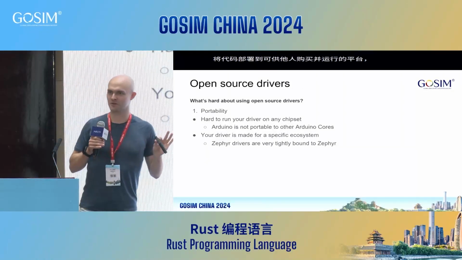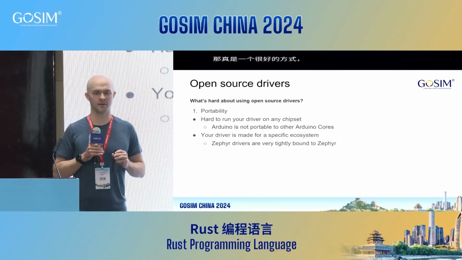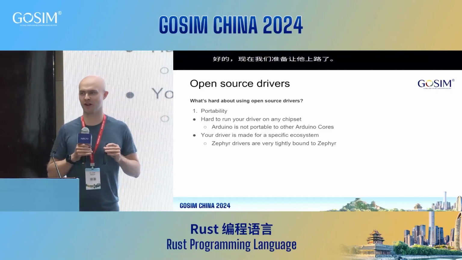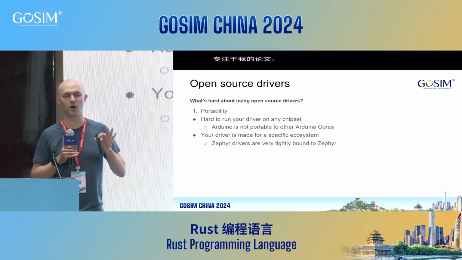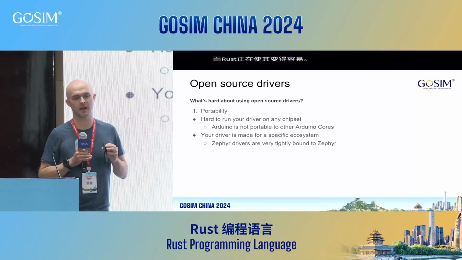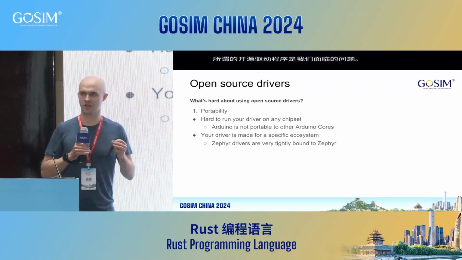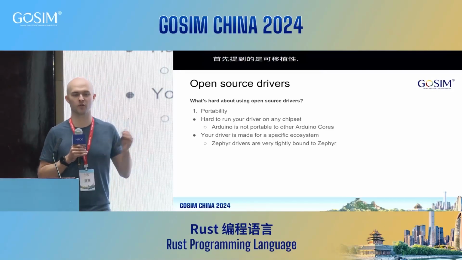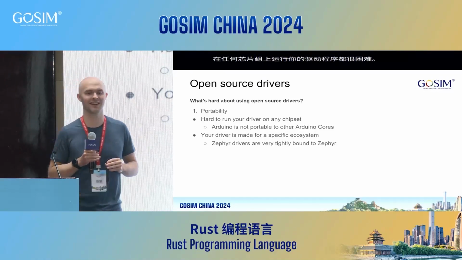Okay, so we now wrote the driver. I'll now shift focus a little bit and focus on my thesis, namely open source drivers are hard, but Rust is making it easy. So first I need to put some light on why exactly open source drivers are a hard problem. So the first is portability. It's hard to run your driver on any chipset. So like I showed you, Arduino cores are not necessarily portable. So if you implement for a specific Arduino core, whether it works on another core is an open question. You need to check it out.